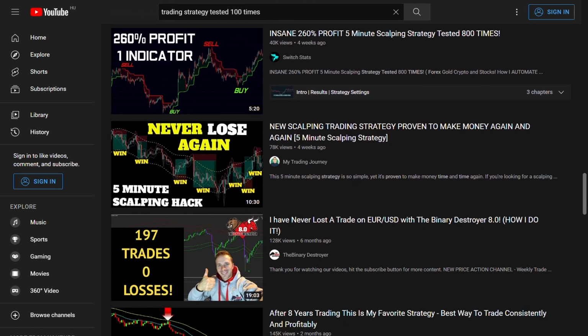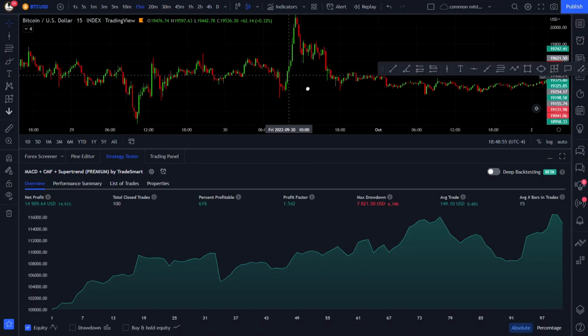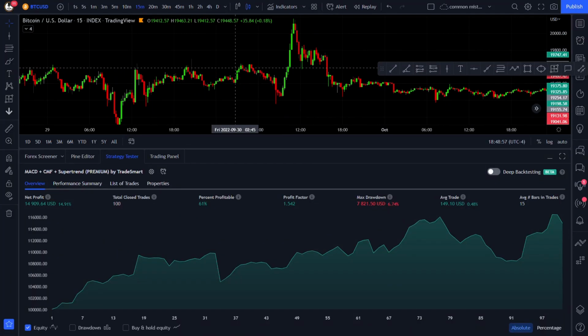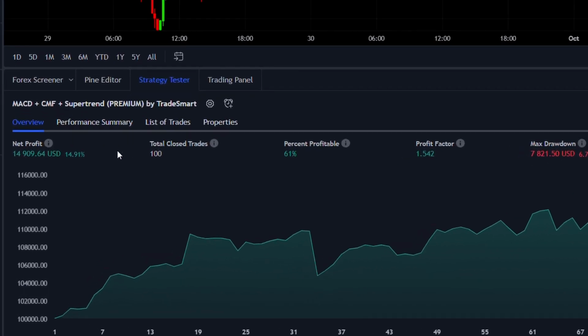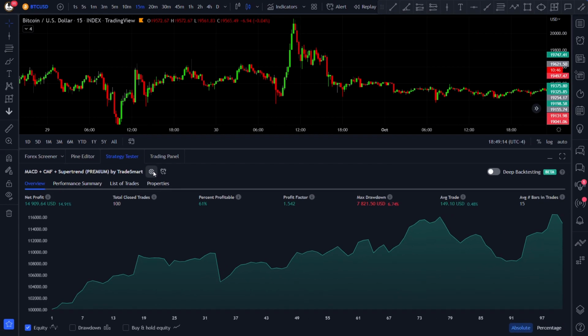The problem comes when people think that a strategy that has been backtested 100 times is proven to be profitable forever. And that's exactly when a lot of people lose money. Let me show you an example. Here you can see the results of a simple strategy. After 100 trades, the strategy made around 15% and has a 1.5 profit factor. These results look very promising for a strategy and could have been a "100 times backtested strategy" video.